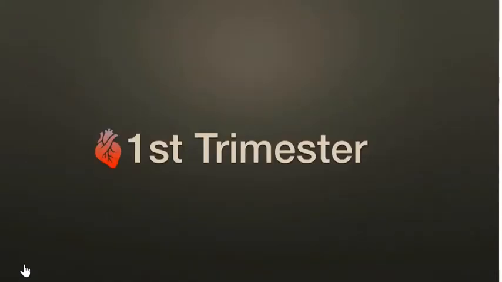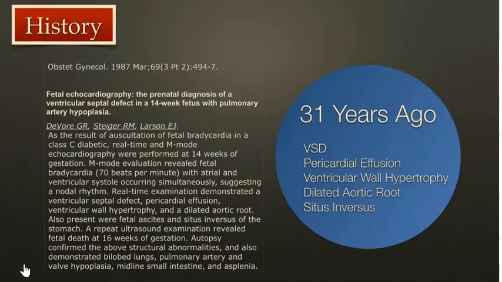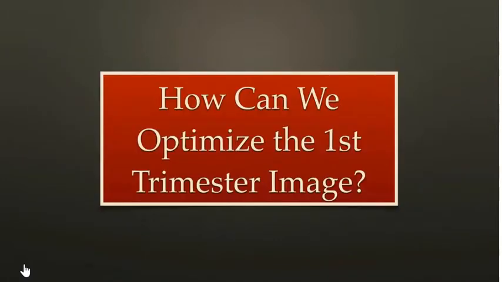Let's now examine the heart of the first trimester fetus. Historically, the first reported diagnosis of a complex congenital heart defect was published 31 years ago by our group, in which we reported diagnosing a ventricular septal defect, pericardial effusion, ventricular wall hypertrophy, dilated aortic root, and situs inversus.